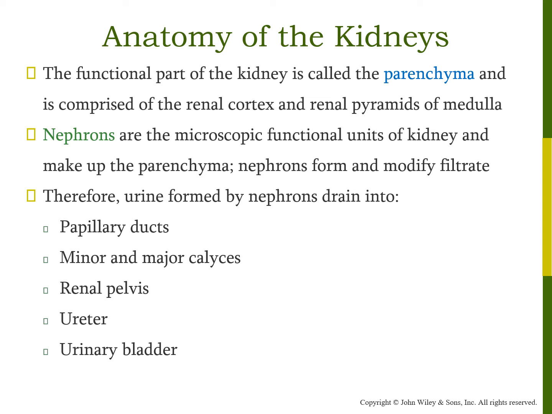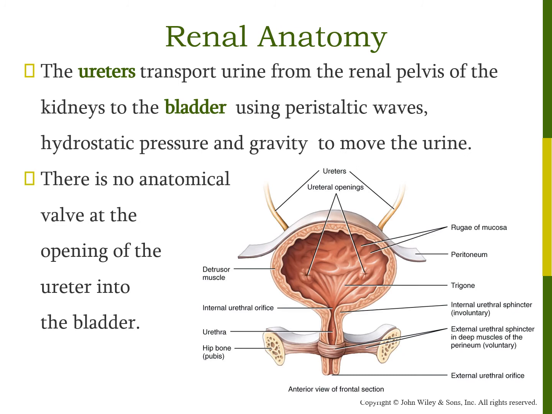All the major calyces drain into the single renal pelvis, and then the urine is taken out of the kidneys via the ureter to be stored in the urinary bladder. The ureters are thick-walled muscular tubes that carry urine from the renal pelvis of the kidneys to the urinary bladder. Each ureter is 25 to 30 centimeters in length and varies in diameter from 1 millimeter to 10 millimeters. Like the kidneys, the ureters are retroperitoneal.